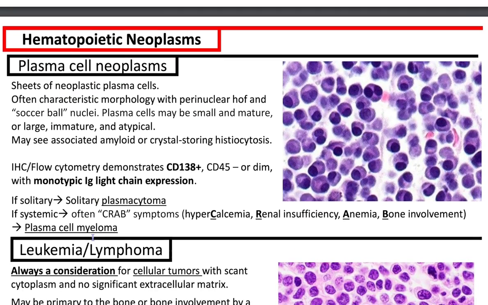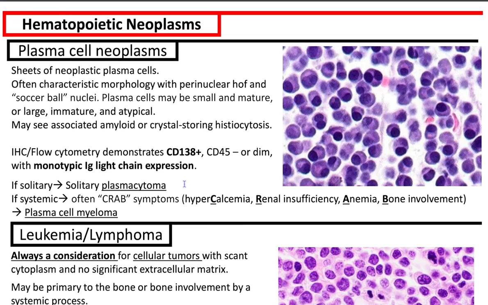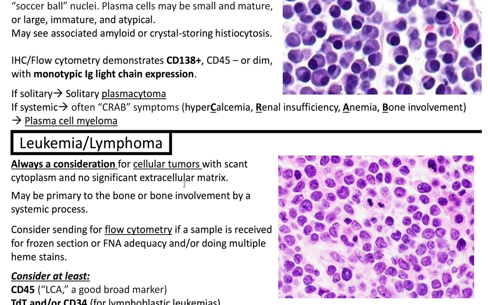All right, let's go to hematopoietic neoplasms. You can have plasma cell neoplasms. If you do an IHC flow, it'll be CD138 positive, have monotypic IG light chain expression. If solitary, it's a solitary plasmacytoma. If systemic, with CRAB symptoms, hypercalcemia, renal insufficiency, anemia, bone involvement, plasma cell myeloma.